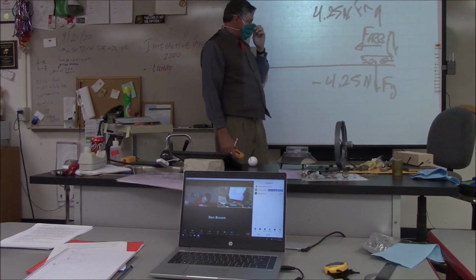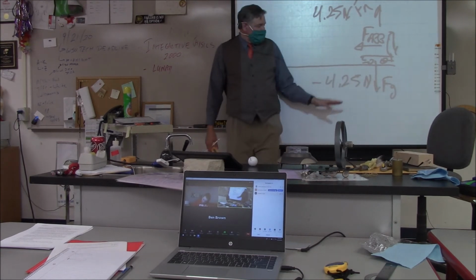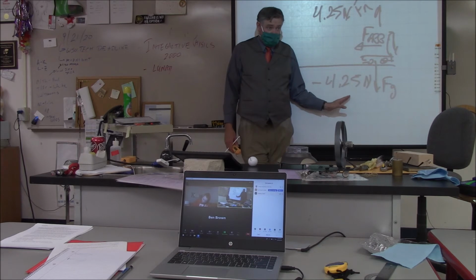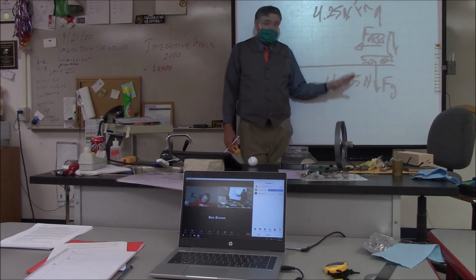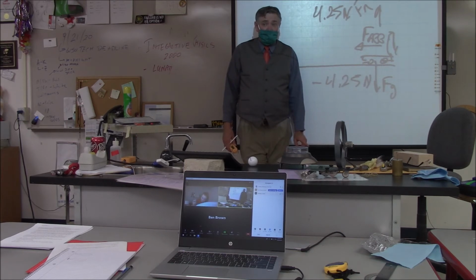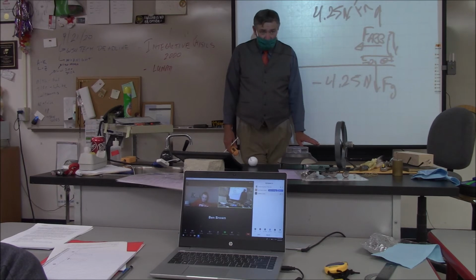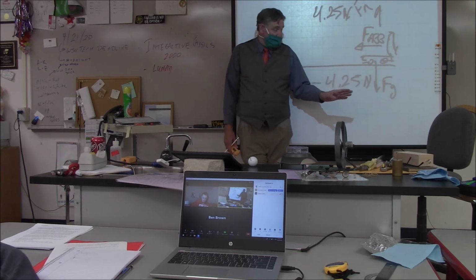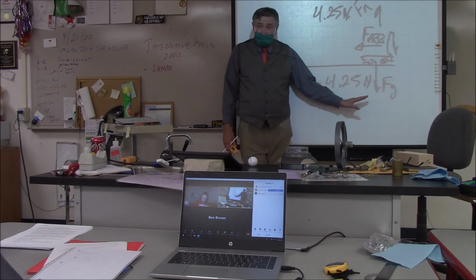Now, here's the question. If I know the weight of the cart, which I do know, how can I use that to find the mass of the cart in kilograms? What's the simplest? What do you multiply together to get the weight of an object? Mass times your gravitational acceleration. So if I know this number, and this equals mg, how can I find the mass?